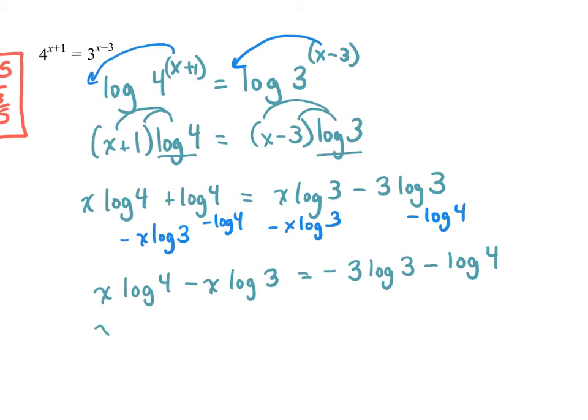So I'll factor an x out, and I'll get x times log 4 minus log 3 equals negative 3 log 3 minus log 4.